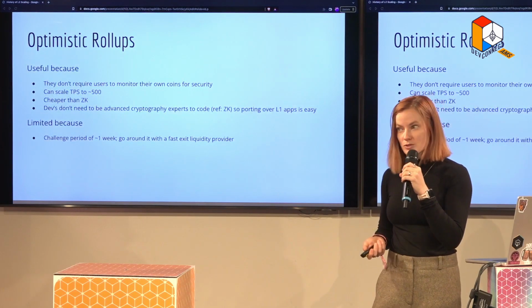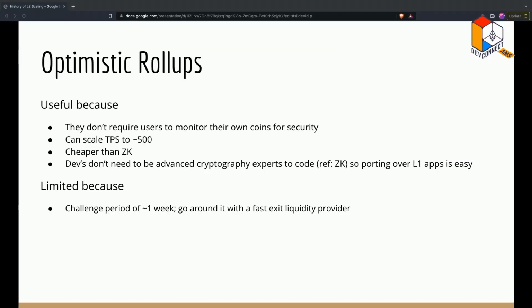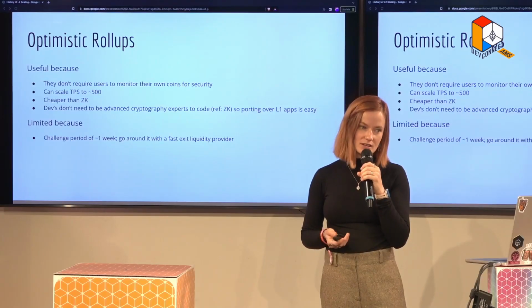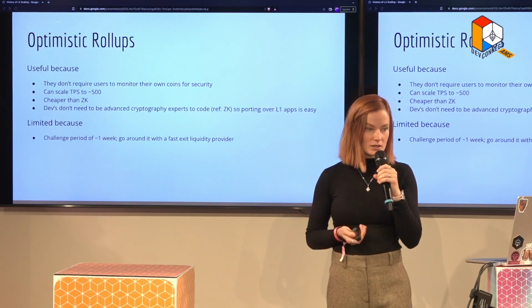So optimistic rollups are useful because they don't require users to monitor their own coins for safety. They can scale to about 500 TPS. They're cheaper than ZK, and devs don't need to be advanced cryptography experts to code it. So porting over L1 apps is pretty easy. They are still limited because there's this 1 week withdrawal period, which can be very inconvenient. For that, there are fast liquidity providers.